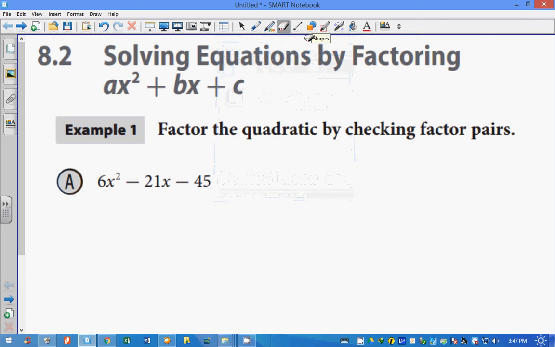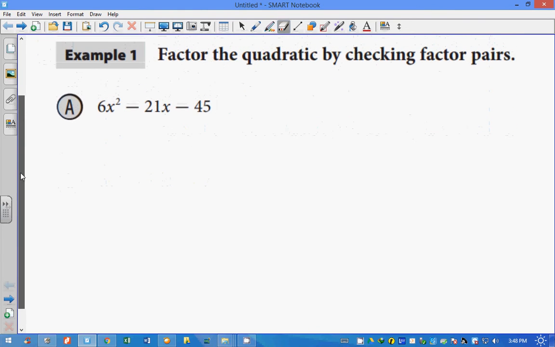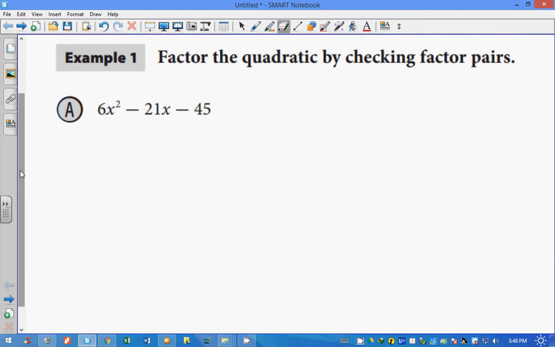Hi guys, today lesson 8.2, solving equations by factoring ax squared plus bx plus c. I would like to show you one of the examples. As you remember from today in class, I showed you. I'm going to repeat it again one more time. And we are going to start factoring 6x squared first.